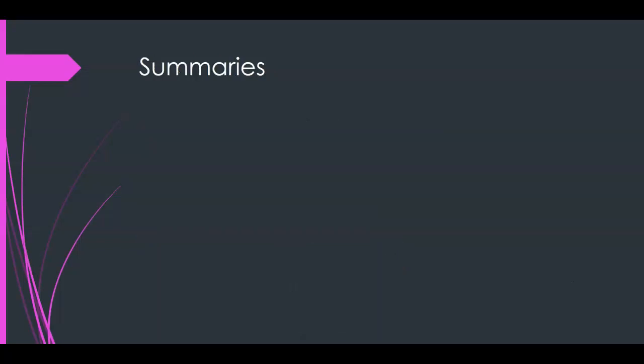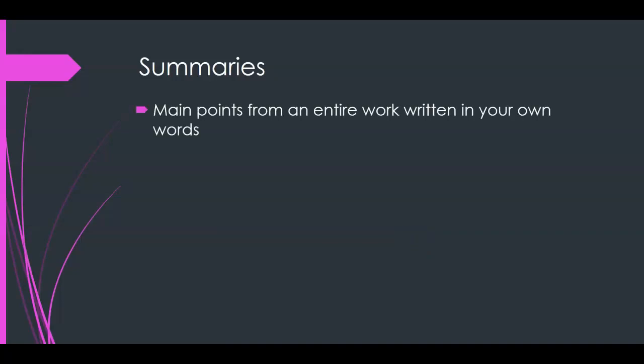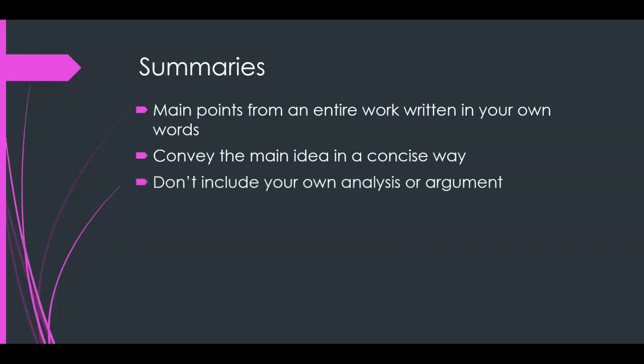Summaries. Summaries are another way to use source information. First off, keep in mind a summary is a shortening of an entire long work. So main points from entire work, it's written in your own words. So we could summarize a book into one sentence. We could summarize a book into a paragraph. So summaries might vary on length. Typically, if you're adding a summary into an essay, you're summarizing an entire article in a sentence or two. You want to convey the main idea in a concise way. So you're looking at the big picture and putting it in your own words in the small picture.